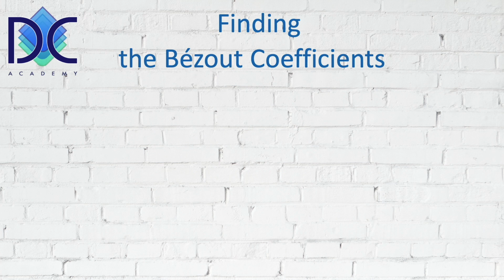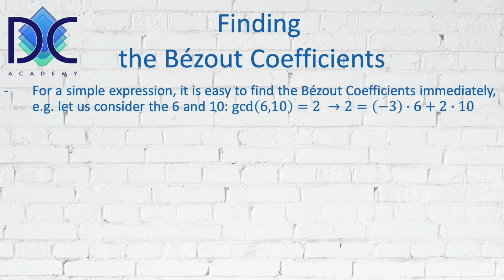When we want to find those coefficients, we can find them quite easily when we have a simple expression, like the greatest common divisor of 6 and 10. We know it is 2, because we have 2 times 3 and 5 times 2. We can easily find here that 2 can be expressed as minus 3 times 6 plus 2 times 10. So we have minus 18 plus 20, which is 2. So the Bézout coefficients here are minus 3 and 2.